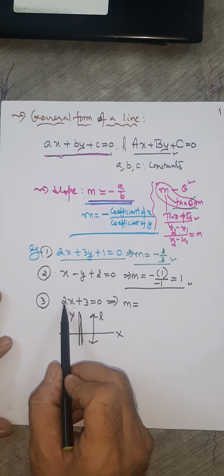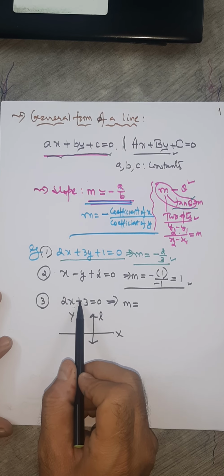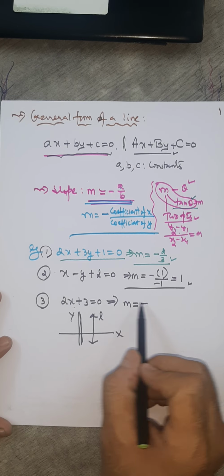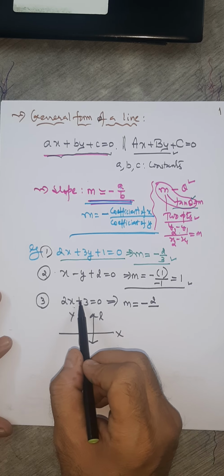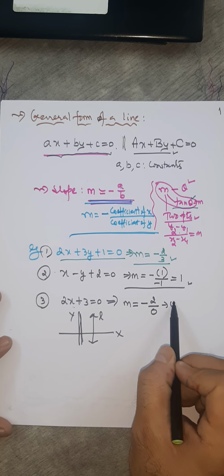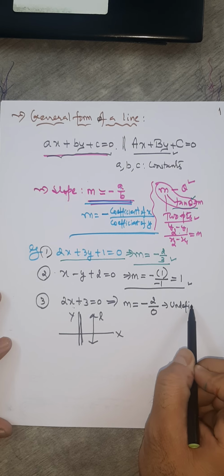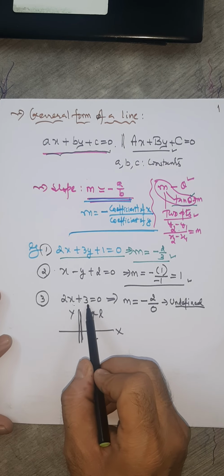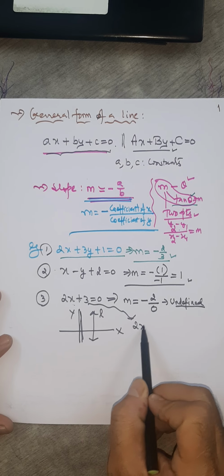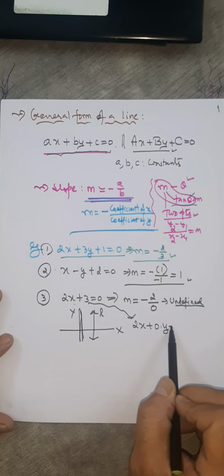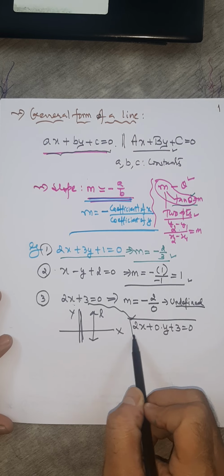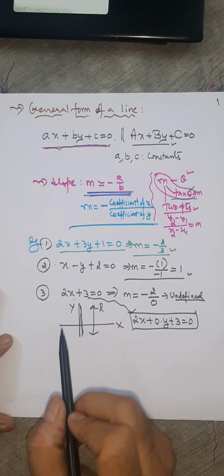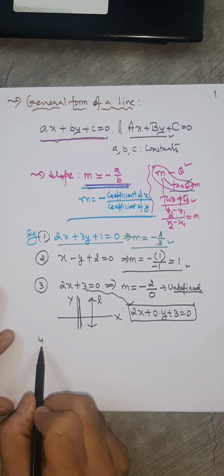Look at this. Here a is 2. The variable y is not there, which means the coefficient of y is 0. So minus a by b, but b is 0 here, which is undefined. Something upon 0 is undefined or infinity. Got it? If you still have confusion, you can rewrite this equation as 2x plus 0 into y plus 3 equals to 0. So a is 2, b is 0. And it is expected because it's a vertical line. Now you know by just observing the equation.